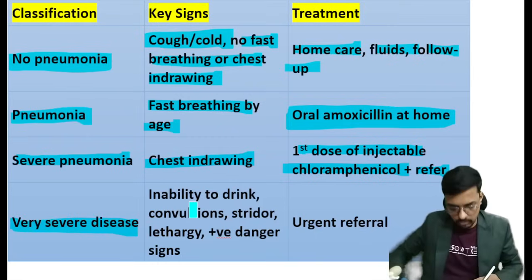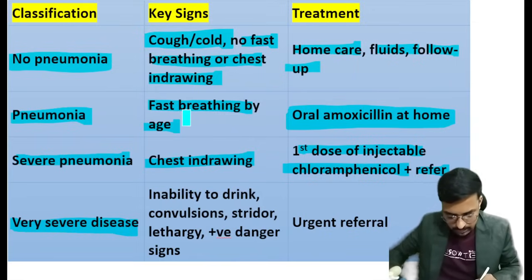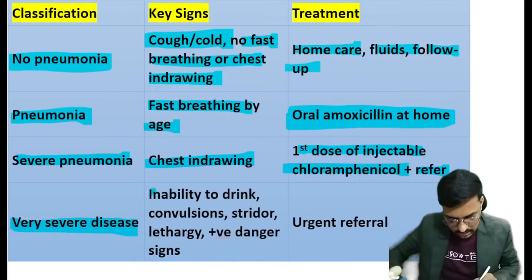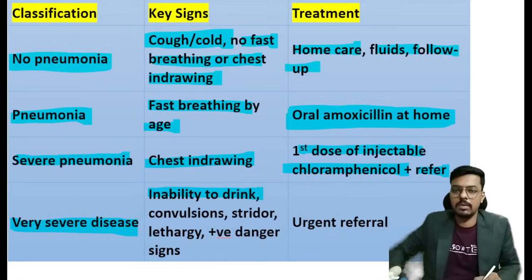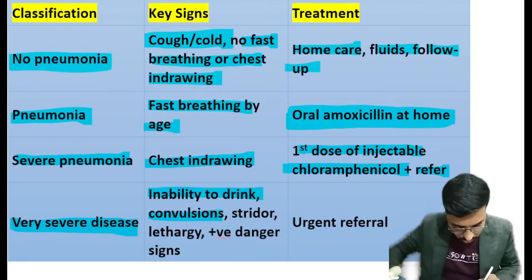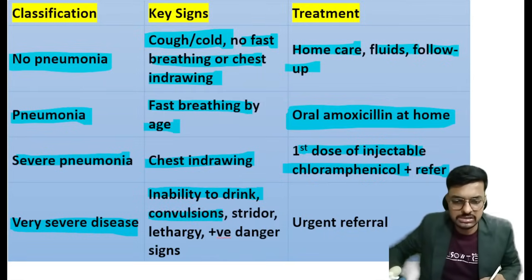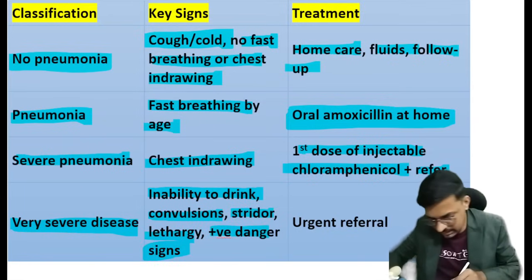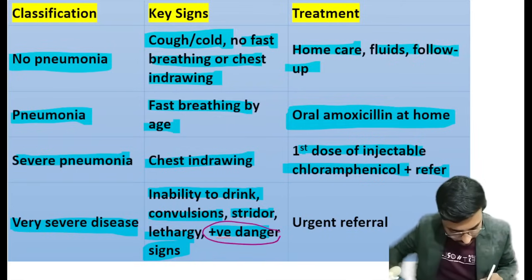In very severe pneumonia, cough will be there, fast breathing will be there, chest indrawing will be there, and inability to drink, and whatever the baby drinks, all will be vomited, along with neurological signs. So convulsion, chance of seizure, respiratory blockage, stridor and lethargy, and positive danger signs will be there. Yes, if the danger signs are present, that's very severe pneumonia.